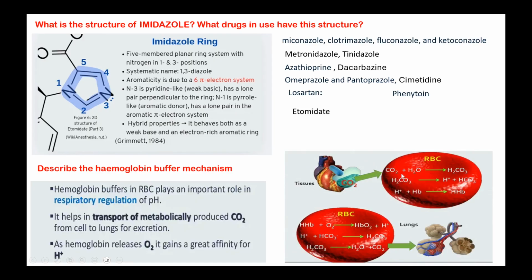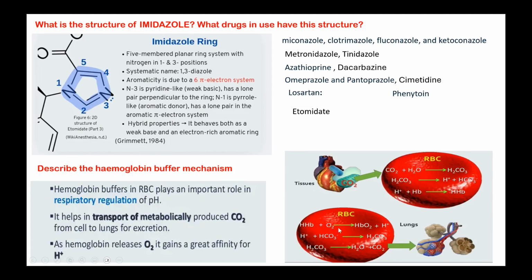So that is being taken up by the RBC. Carbon dioxide combines with water to form carbonic acid. Carbonic acid, being a weak acid, immediately dissociates into hydrogen and bicarbonate. This hydrogen joins with the hemoglobin. It becomes hydrogen hemoglobin. And then at the lung level, the reverse happens.